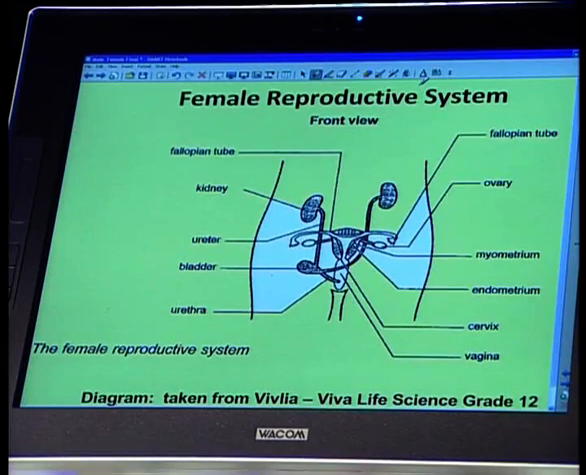Okay, now we go to the female reproductive system. And ladies, the female reproductive system, very important. You need to know what goes on in your body and why your body works the way it does. The same as males need to understand how their body works and what all those structures are for.